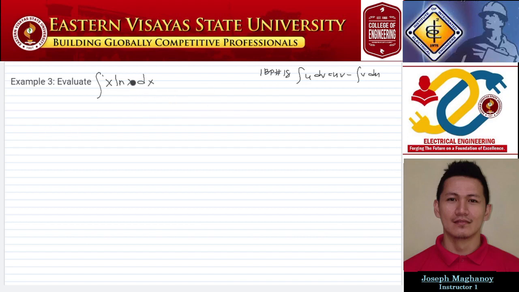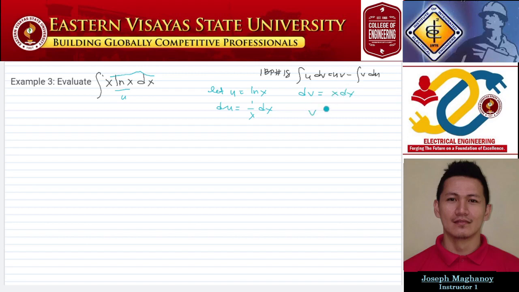Okay, so this part we identify our u, that is ln x, then our dv, that is x dx. So we let our u equal to ln x. So if we're going to get the derivative of your u, that is 1 over x dx. How about for your dv? That is your x dx.